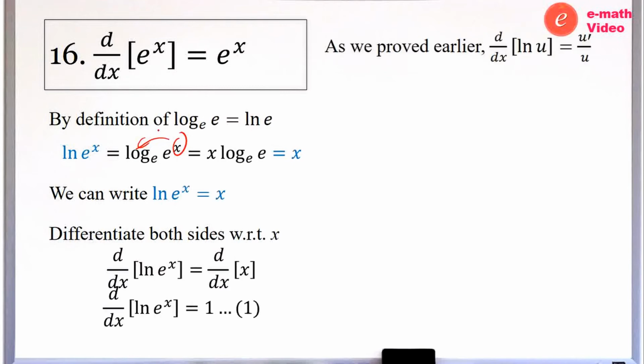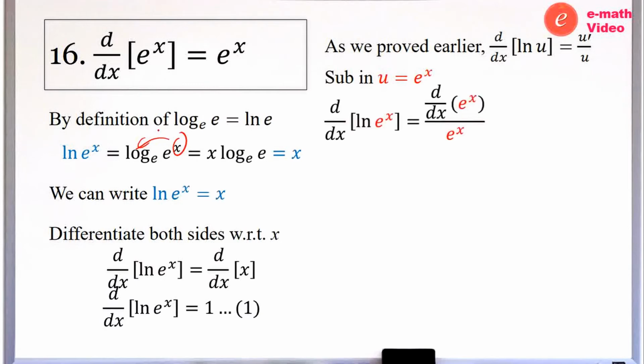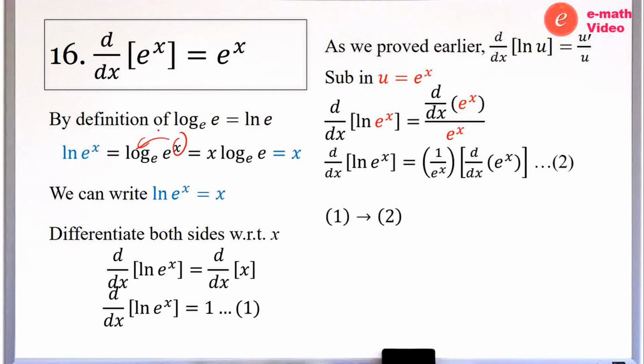As we proved earlier, d/dx of ln u equals u prime over u. We substitute in u equals e power x in red color. So d/dx of ln e power x will be equal to the derivative of e power x over e power x. For now, we just write like this, and we take out 1 over e power x, and this is my equation 2. Sub equation 1 into equation 2.